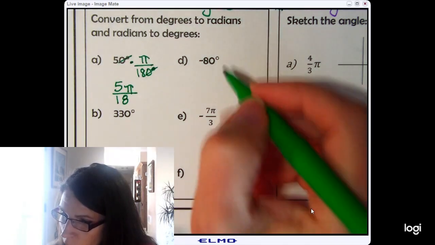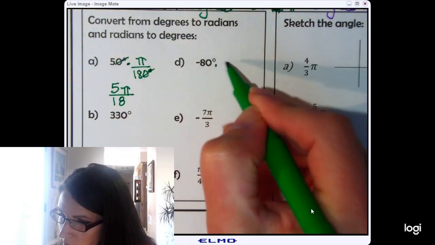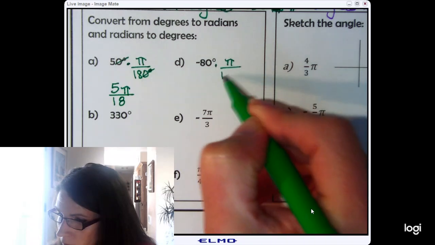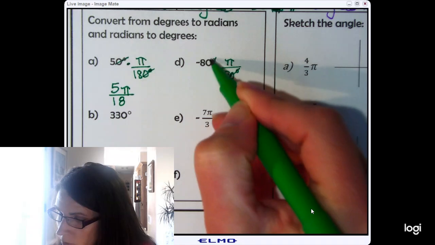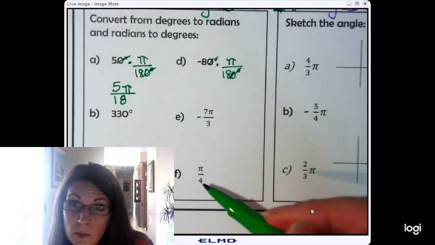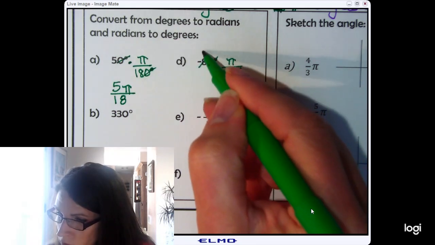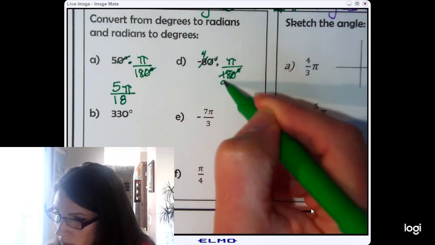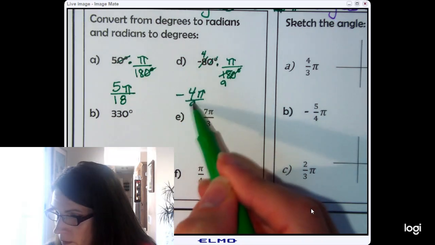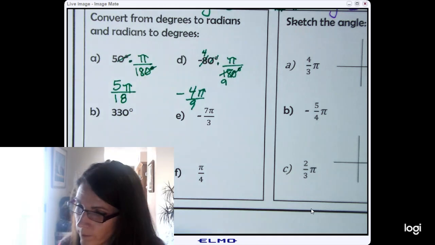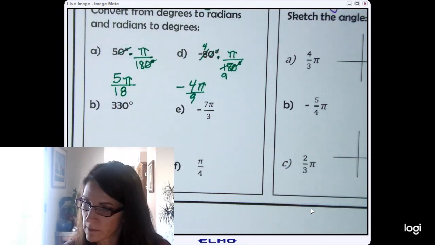Let's see. Over here, let's go ahead and go to D while we're on a roll. Degrees to radians. Pi over 180. Cancel your degrees. Cancel your zeros. We can continue reducing here. What goes into 8 and 18? They're both divisible by 2. 4, 9. I'm left with negative 4 pi 9ths radians. We'll talk about what negative angle measure means in a future lesson.